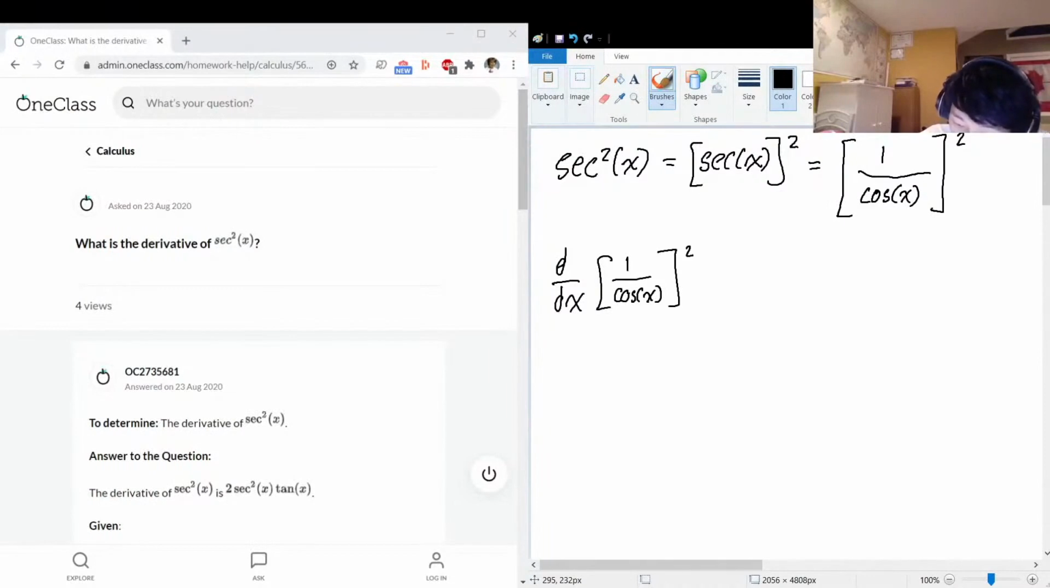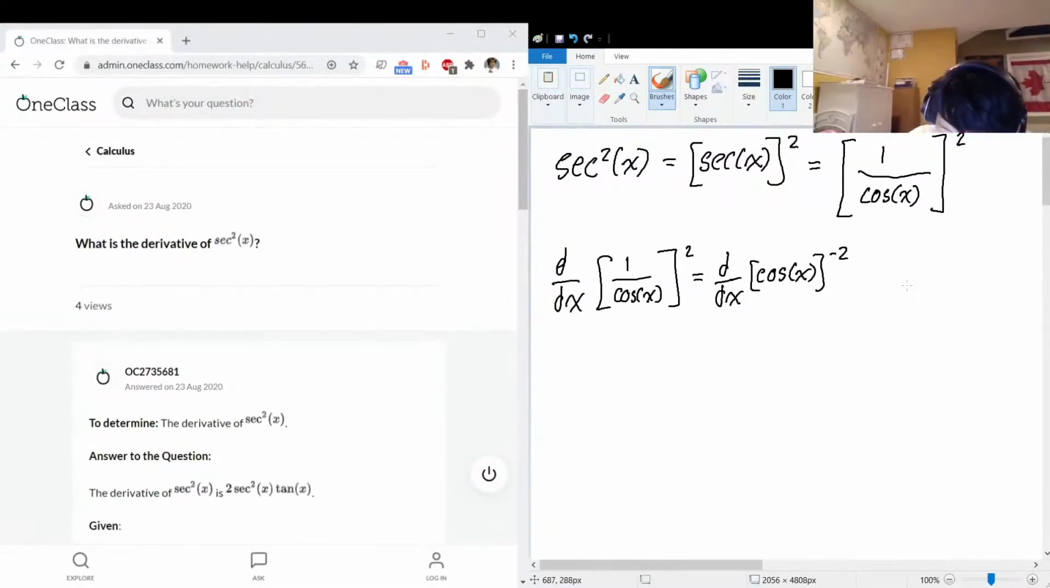which is the same as d over dx of cos x to the power of -2. So when you bring the cos from downstairs to upstairs, that's to the power of -1, and then you square that to the power of -2. Okay, so this is not too difficult to deal with. This is like a chain rule situation.